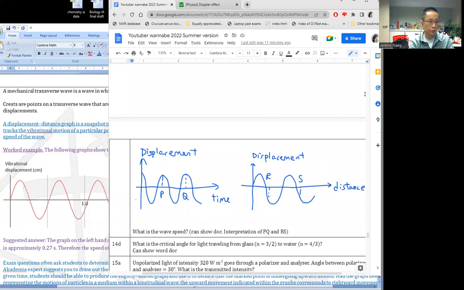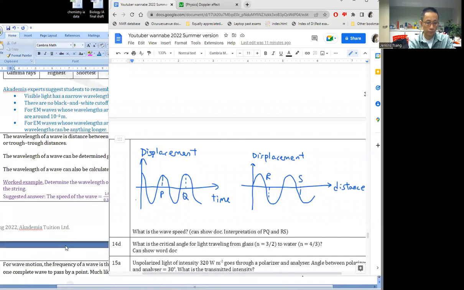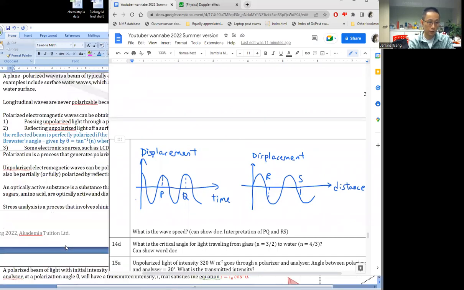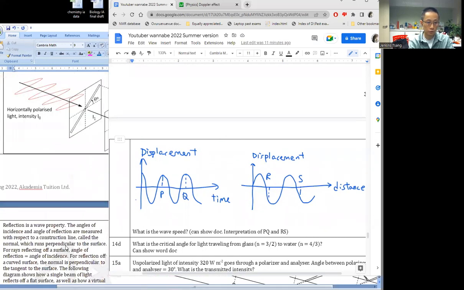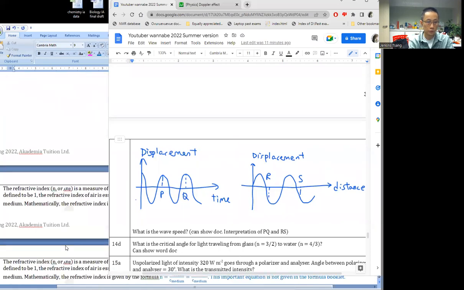Anyways, let's move on to question 14, which is about the refractive index of glass and water, both given, and they ask you for the critical angle for light traveling from glass to water. You can definitely use an equation, but the problem is that there's some rearrangement.